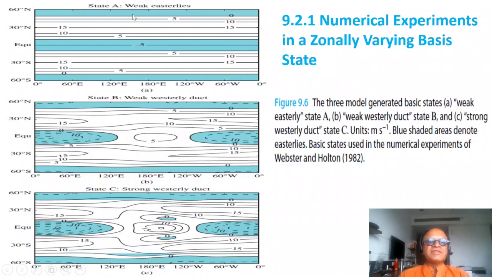So the prescribed basic states are basically zonally symmetric easterlies in the deep tropics with weak westerlies off in the extratropics. Or you have a weak westerly duct, so you have a more realistic zonal asymmetry with the easterlies on either side with westerlies in the middle, as we saw before. Or you can make it more realistic with still the easterlies but much stronger westerlies here with strong meridional shear.